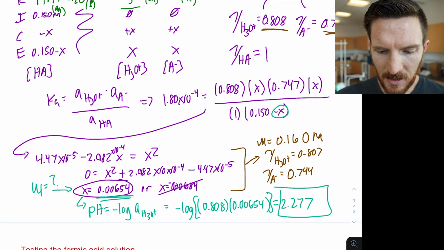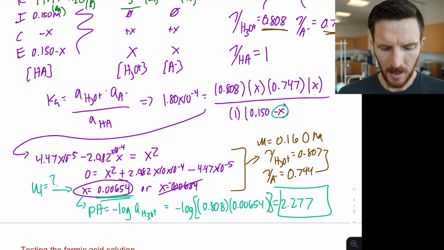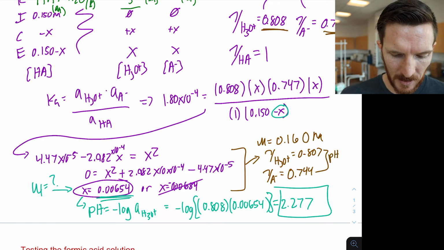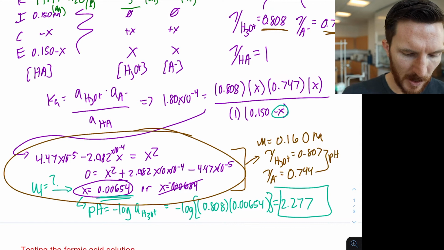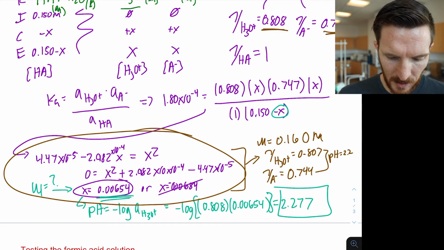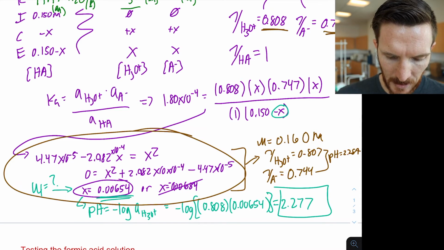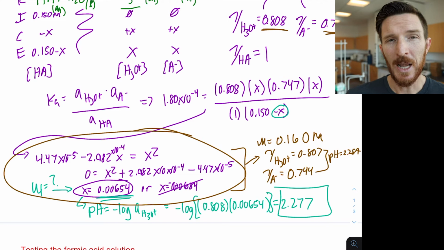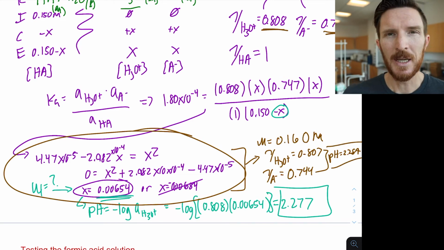And we see that this changes our activity coefficients, but not very much. If we redid the whole process with our new activity coefficients and used those to calculate our new pH, we're going to get a pH of 2.289. So slightly different, and we could redo that again with our new concentrations.